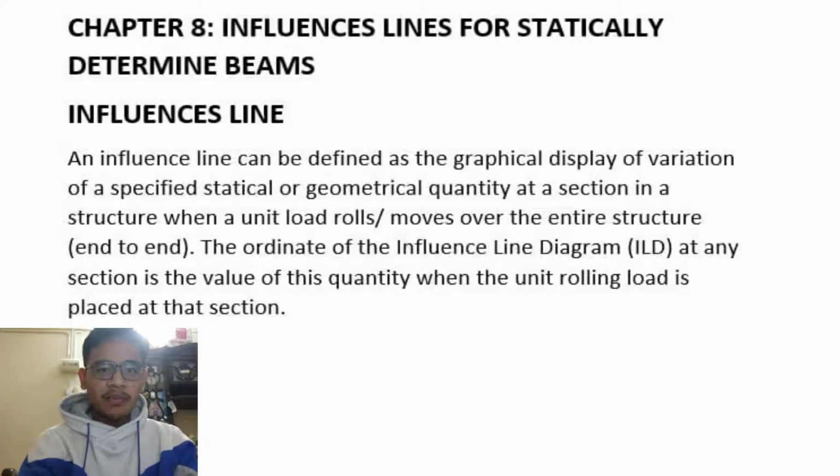So the topic is influence lines for statically determinate beams. What are influence lines? An influence line can be defined as the graphical display of the variation of a specific static or geometrical quantity at a section in a structure when a unit load rolls over the entire structure from end to end. The ordinate of the influence line diagram at any section is the value of the quantity when the unit rolling load is placed at the section.